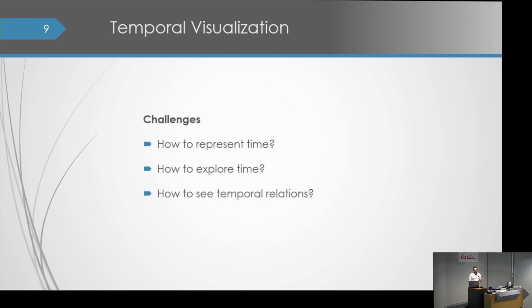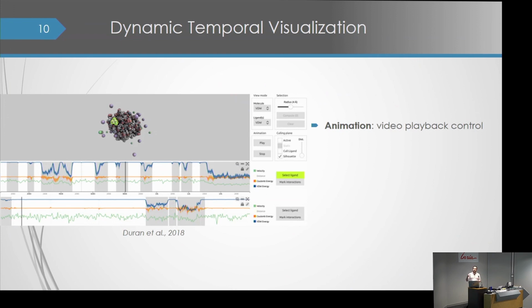So there are 2 main classes of temporal visualization. The first one is dynamic temporal visualization. This kind of visualization relies on mapping the temporal information on real time. So it can work with animation, basically video playback control. For example, here, this software is a 3D molecular simulation visualization software, and we have on the side a few options to play, stop, and fast forward the speed of the simulation.